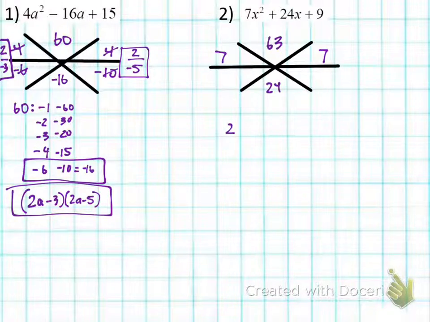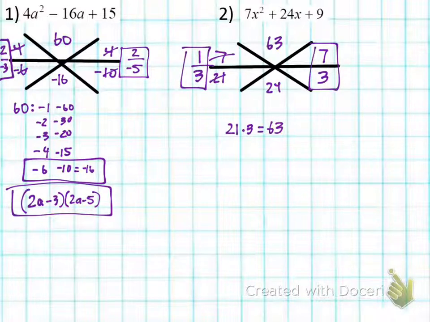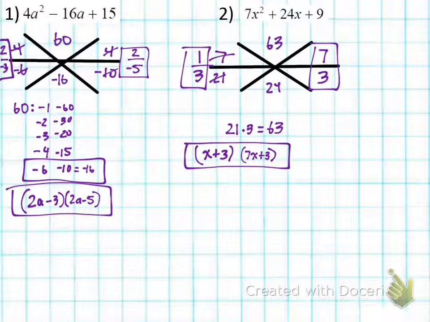B is 24. So I'm only dealing with positive, so I want to figure out what multiplies to be 63, but adds up to be 24. I'm getting pretty good at this, so I could do this one in my head. 21 times 3 is 63, which also adds up to be 24, so I'm putting my factors in. I could simplify 7 over 21. This becomes 1/3. 7 over 3 I can't simplify. The variable I'm using, is it A this time? No, it's x, right? So I want to use x plus 3, and then 7x plus 3. And that's it.